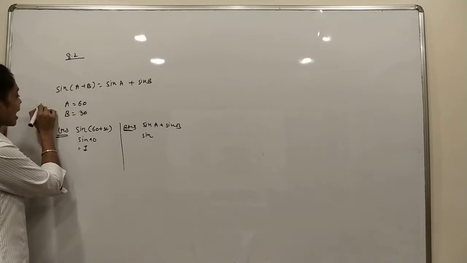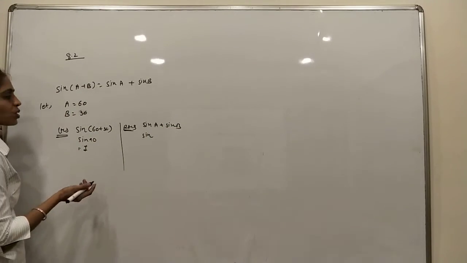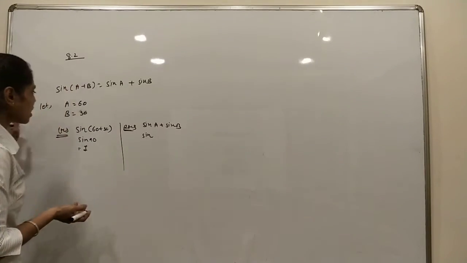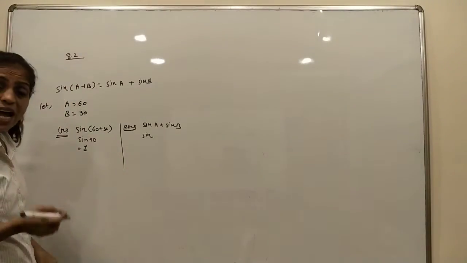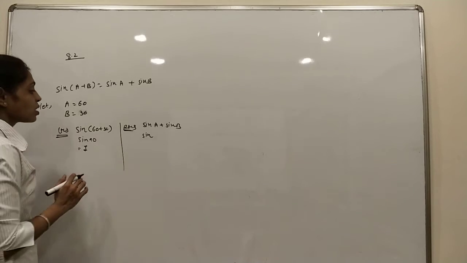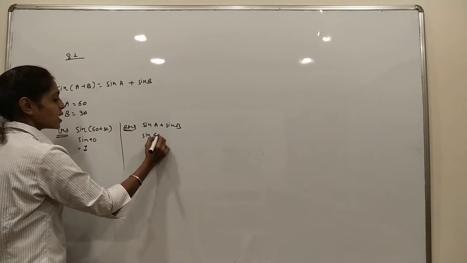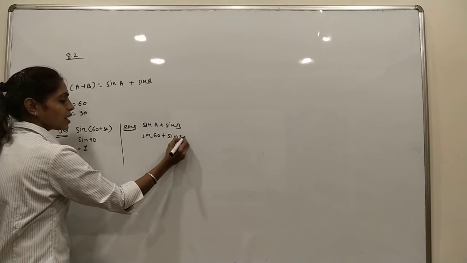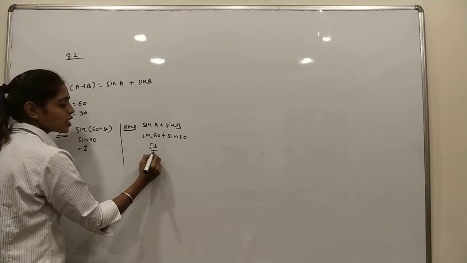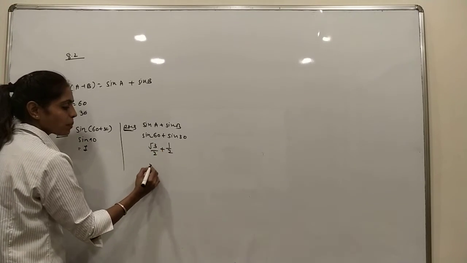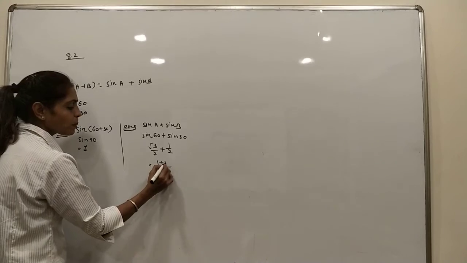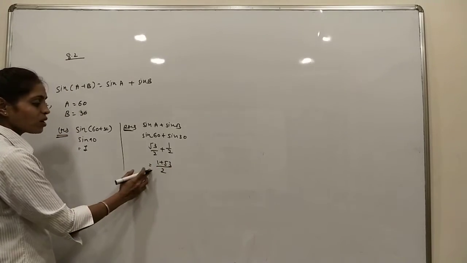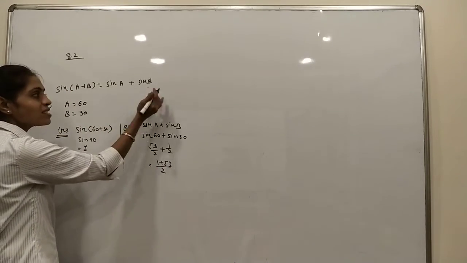Sin A and B we have taken, suppose you can take anything, angles from the box. Sin 60 plus sin 30. Sin 60 is root 3 by 2, sin 30 is 1 by 2. 2 is the LCM, so 1 plus root 3 over 2. Here 1 and (1 plus root 3) by 2 are not the same, hence it is false.